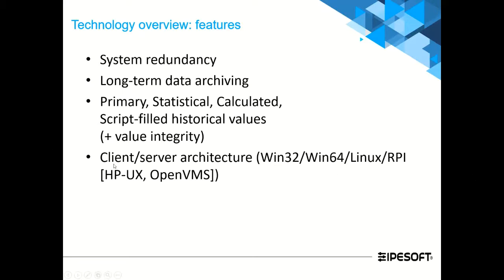Client-server architecture. D2000 is designed as a modular system consisting of processes which perform their dedicated tasks. They can run on a single server or they can be distributed on multiple computers. We support multiple operating systems: 32 and 64-bit Windows, Linux, Raspberry Pi, and D2000 processes, no matter what operating system they run on, can cooperate. So you could have a Windows-based application server and several industrial Raspberry Pi computers serving as communication servers.